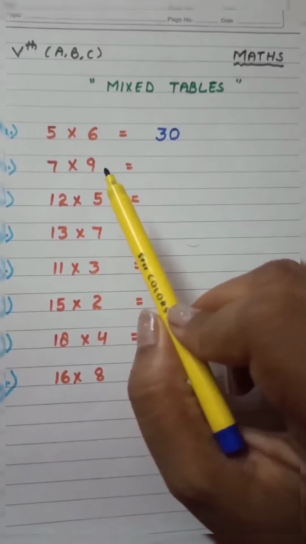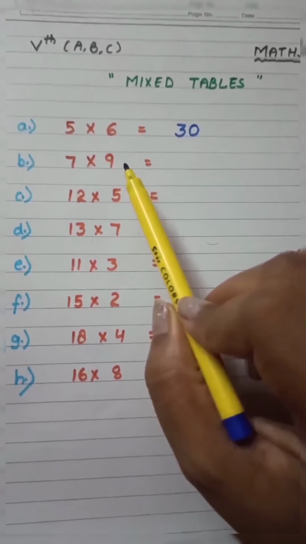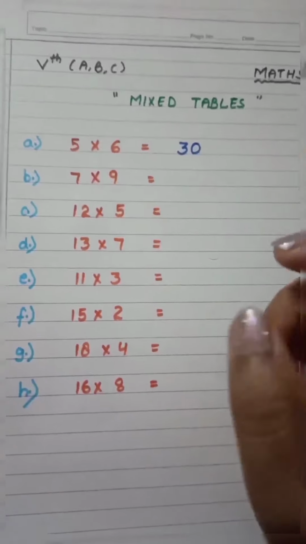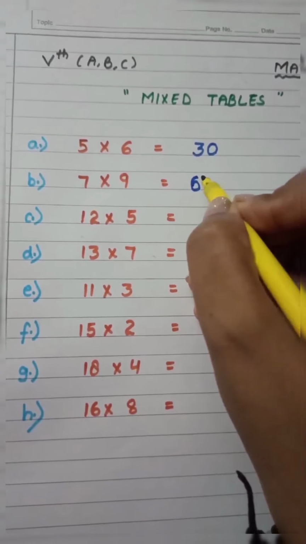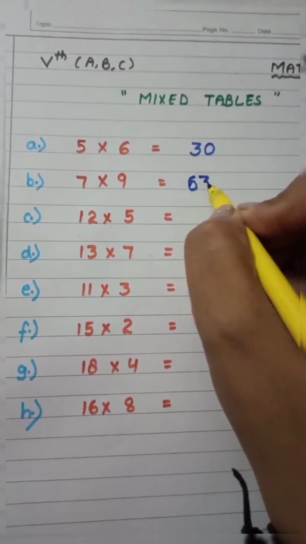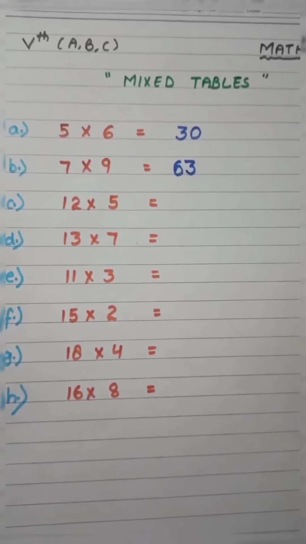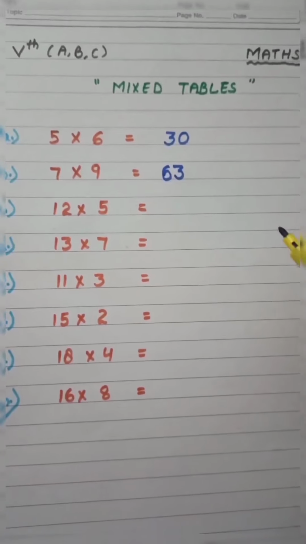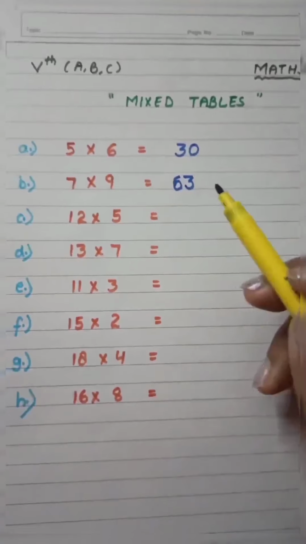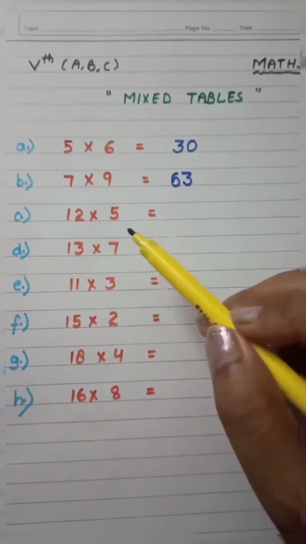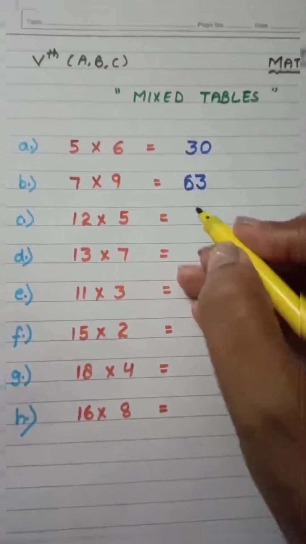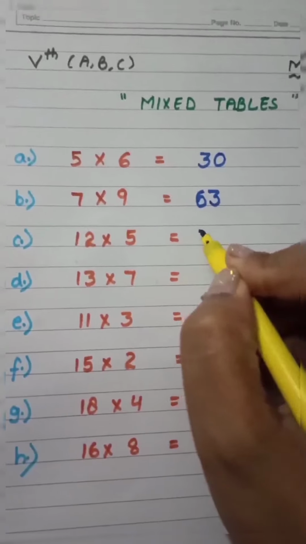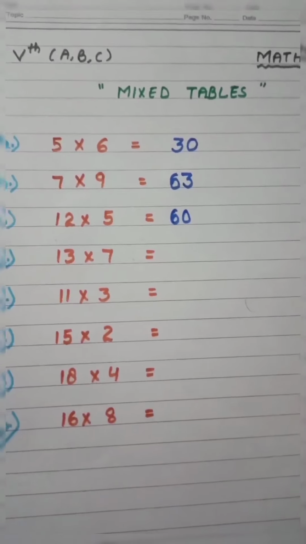7 9s. So we have to read the table of 7, and 7 9s is 63. And if any of you gets confused, you can also read the table of 9, and then also we will get the same answer. 9 7s are 63. Then C part is 12 5s. When you read out the table of 12, 12 5s will give us 60. So this is the answer.